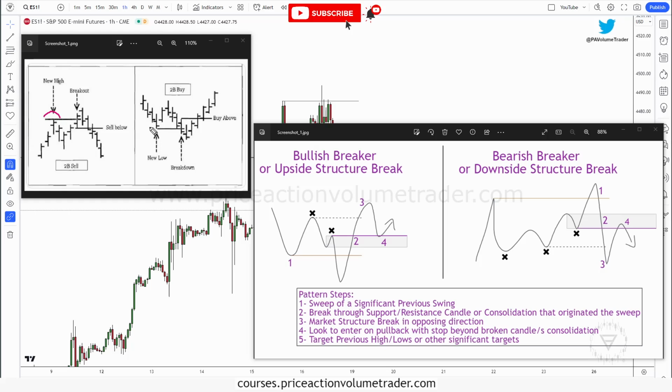We have a high or a low, price breaks through, and then comes back down inside. In this case, with the breakers, same thing. You have a low, price breaks down below, then we come back up, break structure to the upside, and then we get in on a retest.